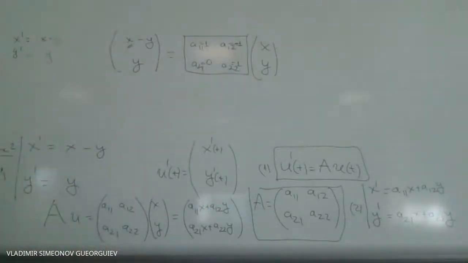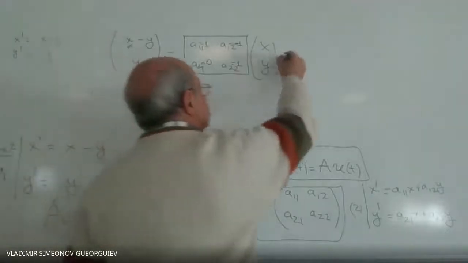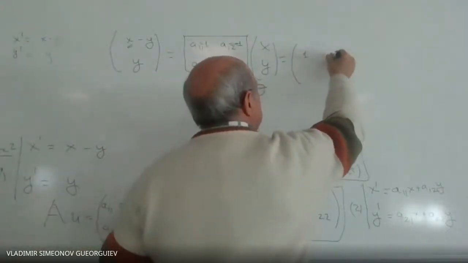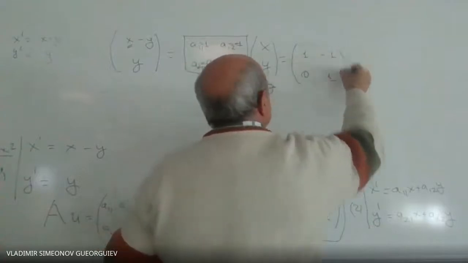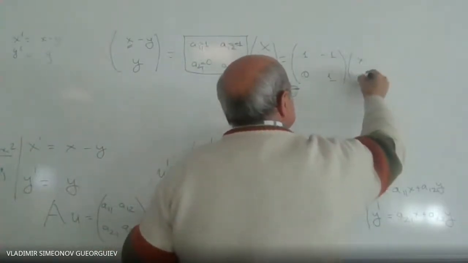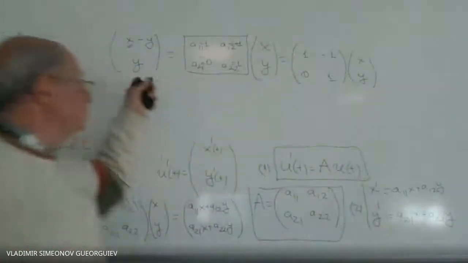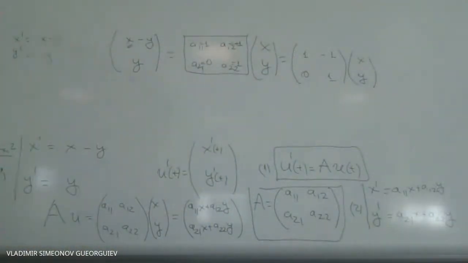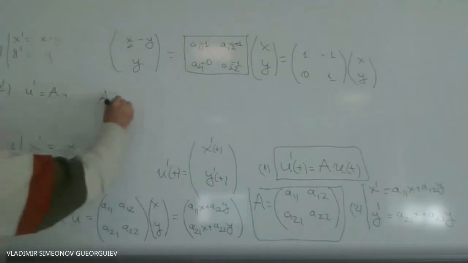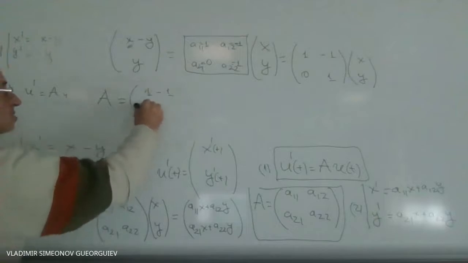And you can check now very easily that 1 minus 1, 0, 1, x epsilon. This is exactly what you are looking for. And in this way, we can say our system 1 prime can be rewritten as u prime equal A u, where A, you can help me, what is A? The matrix that we found. So this is 1, minus 1, 0, 1.